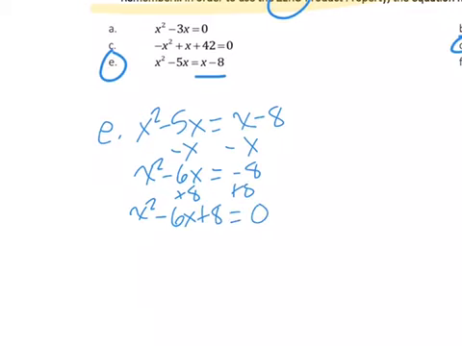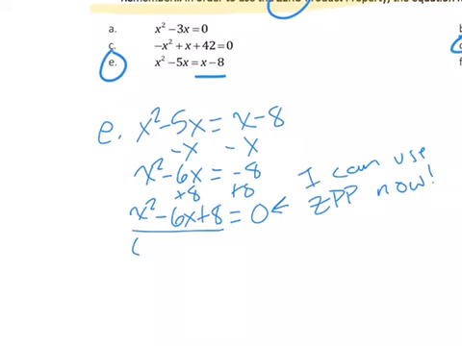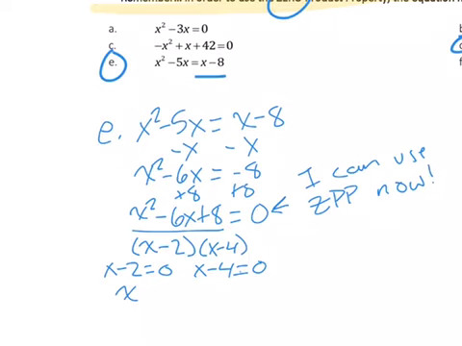Here's where I can use the zero product property, right? I can use the ZPP now. Okay? So now I'm just going to factor this expression. So what sums to negative 6 and multiplies to 8? Hopefully you guys realize it's going to be x minus 2 and x minus 4. I'm just going to set both of these equal to 0. x minus 2 equals 0, x minus 4 equals 0. So my answer is going to be x equals 2 and 4.